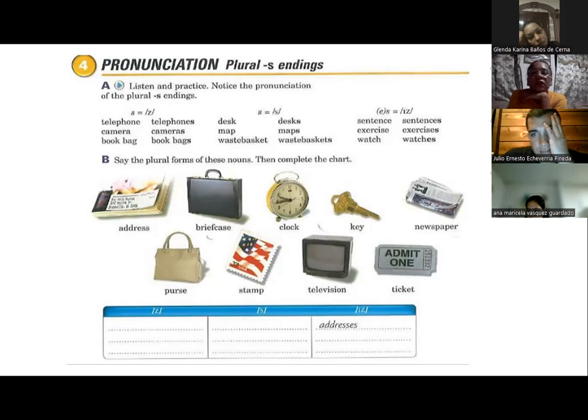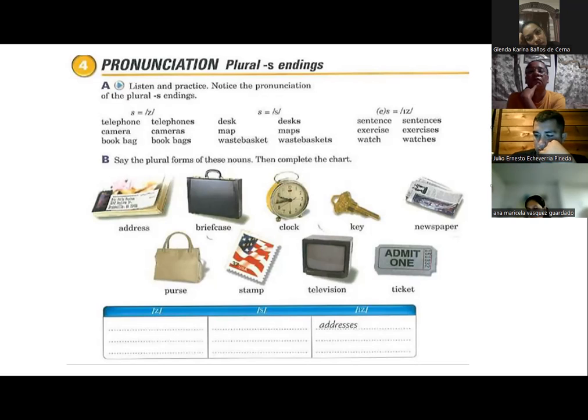Look, that one is different. Keys, we don't change the Y because we have a vowel before the Y. So in this case, we just add the S. The pronunciation of keys is the same as kiss. Okay? Key, keys. But what is the plural form of kiss? Kisses. Exactly. Very good. Excellent. The plural form of kiss is kisses. So you don't get confused, right?